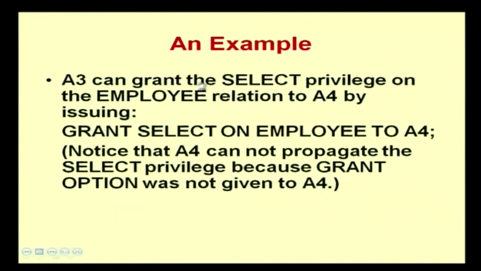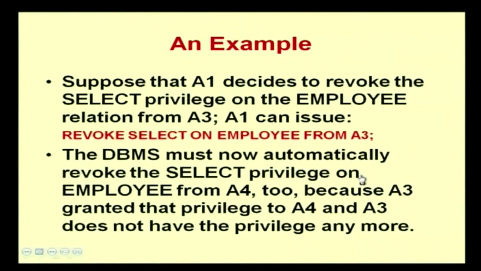A3 can grant the select privilege on the employee relation to A4 by issuing grant select on employee to A4. Notice that A4 cannot propagate the select privilege because the grant option was not given to A4. So, grant select with grant option was given to A3, which means A3 can propagate it to A4, but A4 is not given the grant option, so A4 cannot propagate it further.